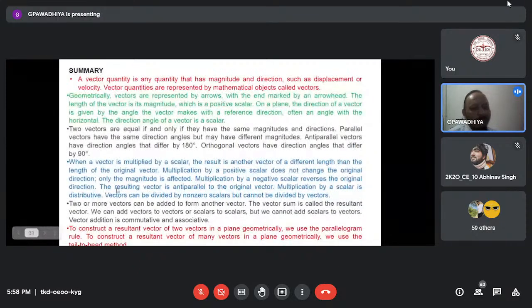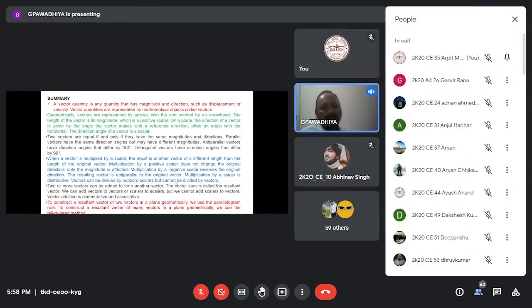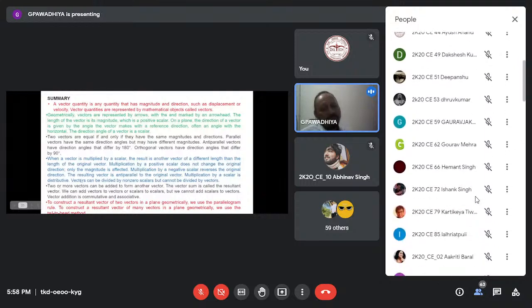And one more point before we end is when a vector is multiplied by a scalar. When we multiply by a positive scalar, it modifies the original vector: its magnitude changes, but direction remains the same. But if we multiply it by a negative scalar quantity, its magnitude and direction both get affected. So multiplication by a negative scalar reverses the original direction. The resulting vector is antiparallel to the original vector. The multiplication by a scalar is distributive. This distribution law we'll discuss later.